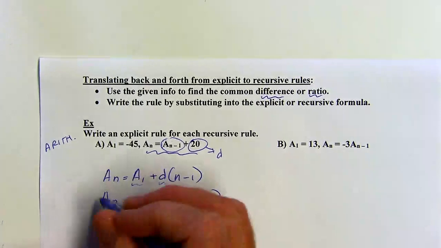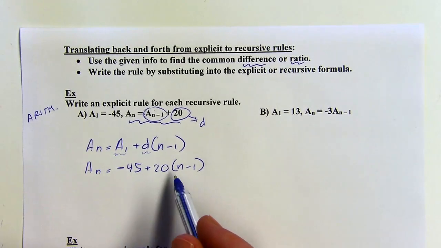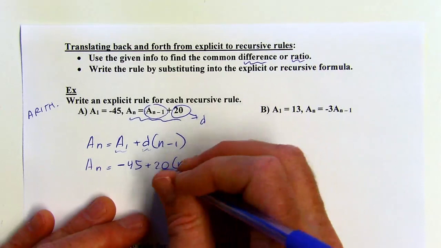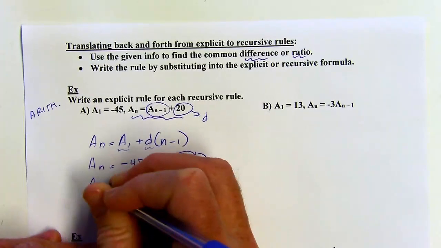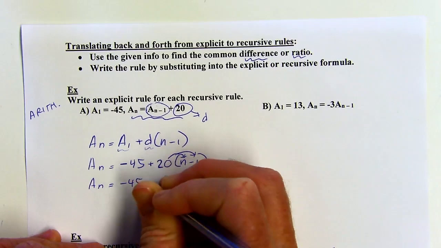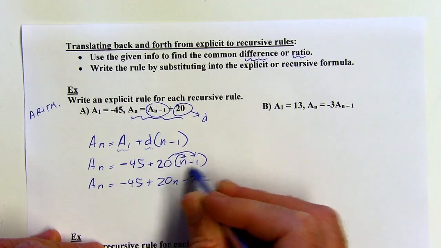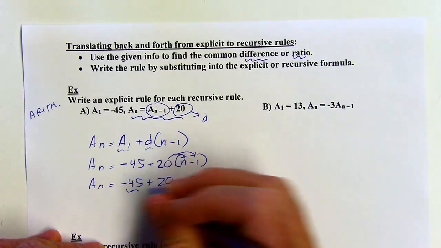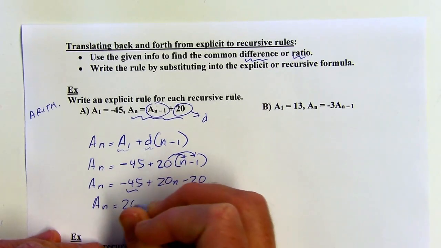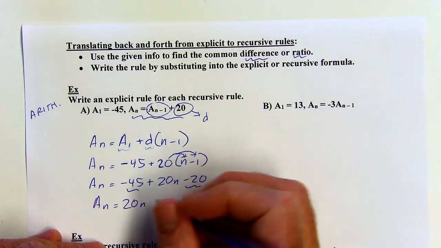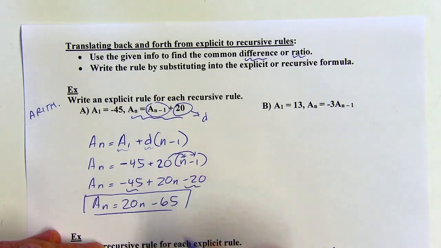Okay. And you could leave your answer like this, or you could simplify this. I think I'm going to simplify it a little bit. So I'm going to write it without parentheses by distributing. Okay, so I've multiplied both those pieces by 20, and now I'm going to combine my like terms. So I've got 20n, and then negative 45, and negative 20 is negative 65. So I'm going to write my answer like this.